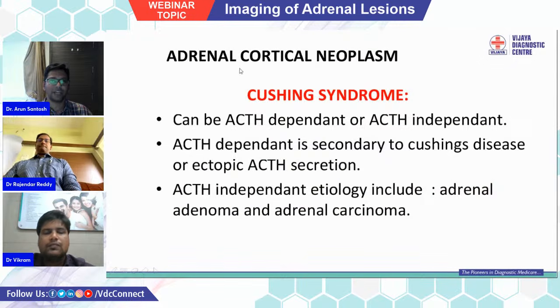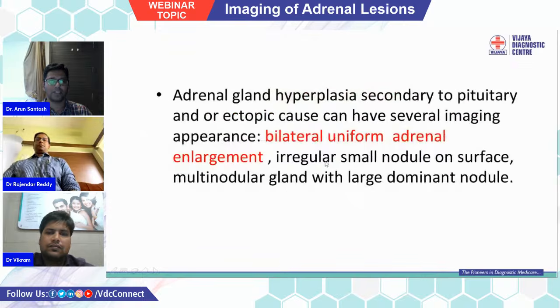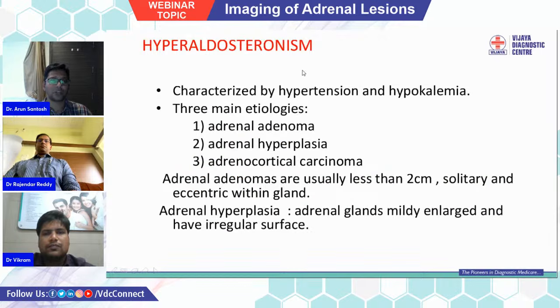Then coming to adrenal cortical neoplasm, these are a bit rarer lesions. Cushing syndrome can be ACTH dependent or independent, and it can be seen in adrenal adenomas or carcinomas. Imaging-wise, we generally see only bilateral uniform adrenal enlargement, or a small nodule, sometimes a very small nodule like a functioning adenoma. The same with hyperaldosteronism: a small adrenal adenoma, adrenal hyperplasia or an adrenocortical carcinoma. Generally these tend to be very small lesions.